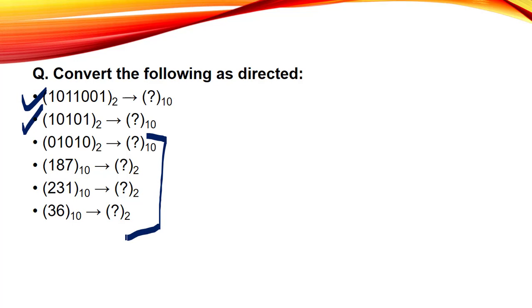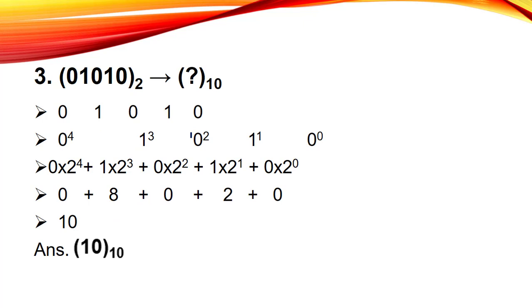Now let's begin. The first question that we have to discuss is 01010 with a base of 2. Now let's see what we have to do here. We have to convert this to the base of 10. For solving this question, first of all you have to note down all the bits by giving a space. Then in the next step you have to apply place values in these bits like this.